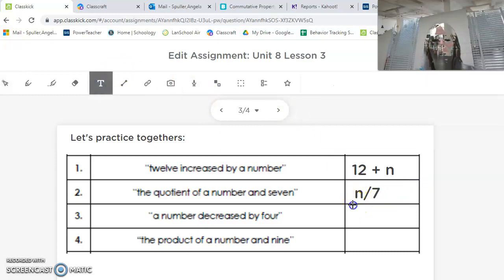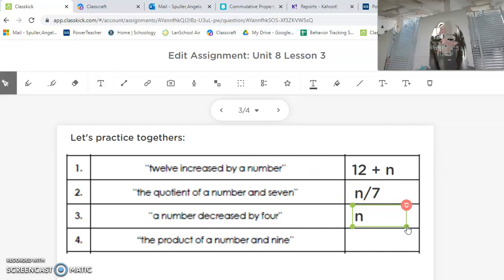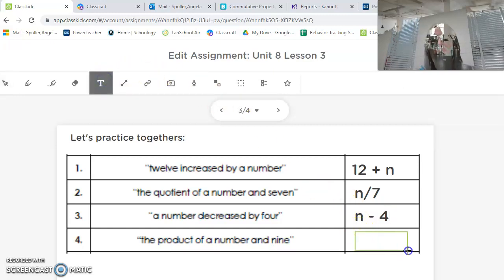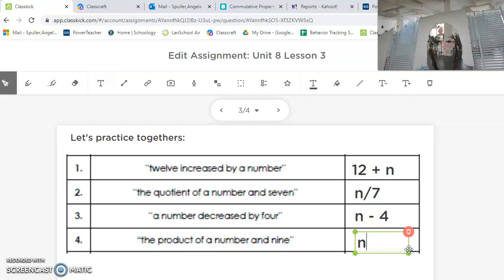A number decreased by 4. A number is being decreased by 4. Okay, the product of a number and 9. Now, it looks like it would go like this, right? Product of a number came first, 9 came second, but we don't do that in expressions. The 9 always goes in front of the letter.